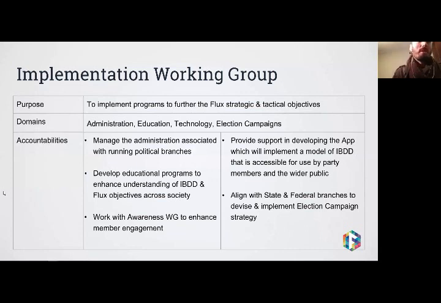Daithí, did you want to say anything else about the implementation working group? Yeah, I think, as we said, there's so much going on in the implementation working group that this is an area where it should be very easy for people who want to contribute to find some place to fit within this. Like when it comes to administration or election campaigns, for example, there are a huge plethora of tasks that people could take on board. So if you're a doer, if you're the sort of person who just likes getting things done, I think the implementation working group is where you might find yourself at home.